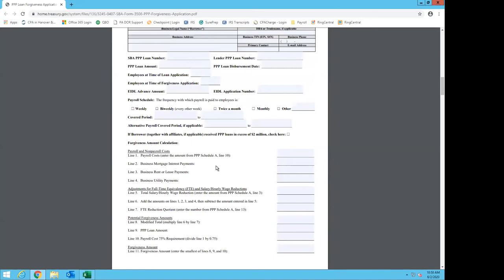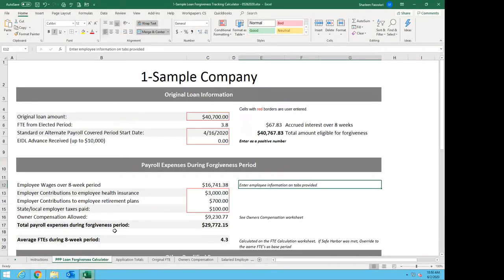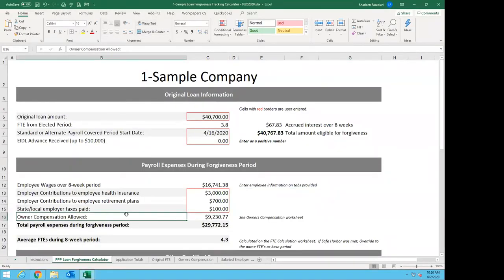So I'm going to switch over here to the Excel calculator that we have. What the Excel calculator is for is this will help you to maximize your loan forgiveness, and also to see where you stand in your payrolls. Because a lot of companies got their loans early on or are nearing the end of their 8-week period, you can gauge where you're at and use it as a planning tool to make some decisions before you get to the end of your 8-week period.